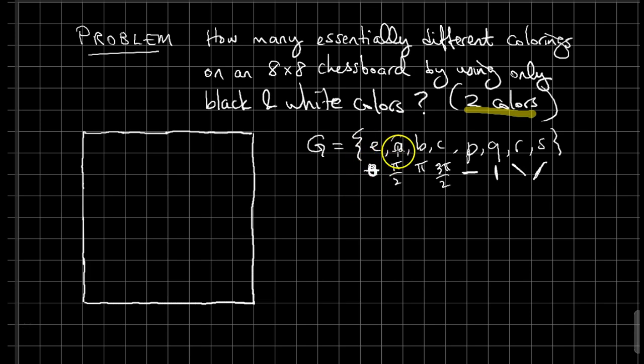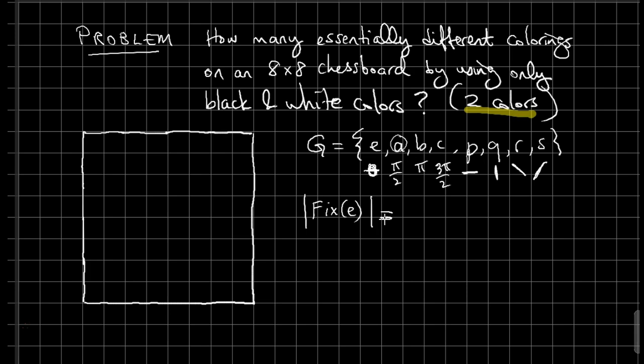Let's focus on A first. So we need to find the fix of A. How many elements are fixed by A? Well, obviously the fix of E is the whole thing. So let me start with E then. How many colorings are fixed by applying the identity element? It's all of them. How many is all?